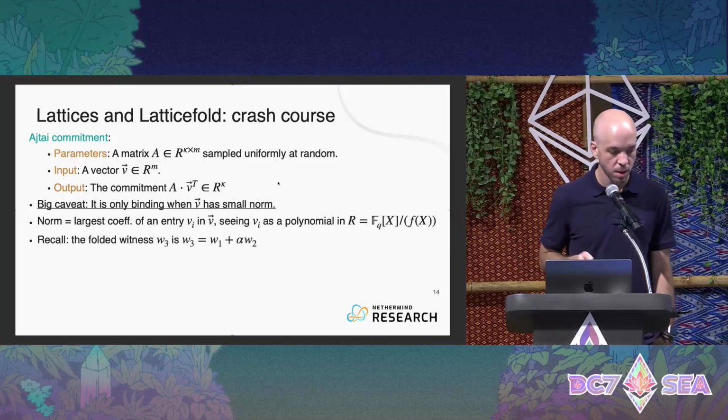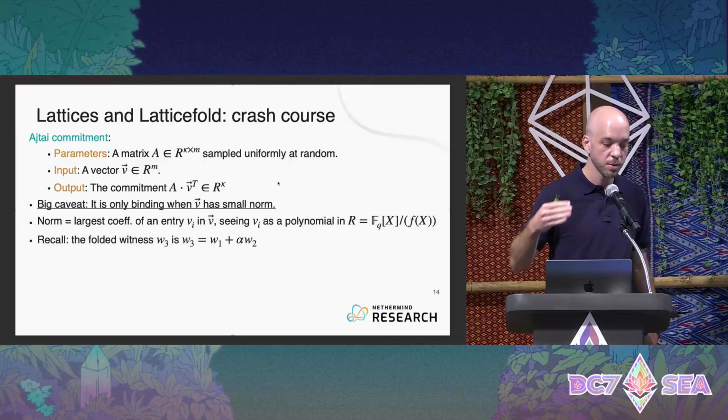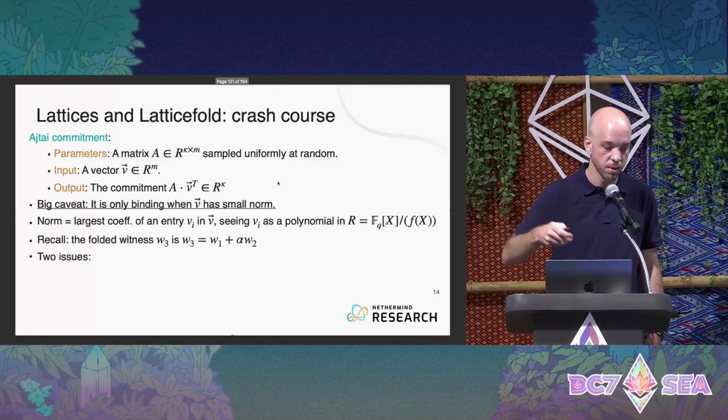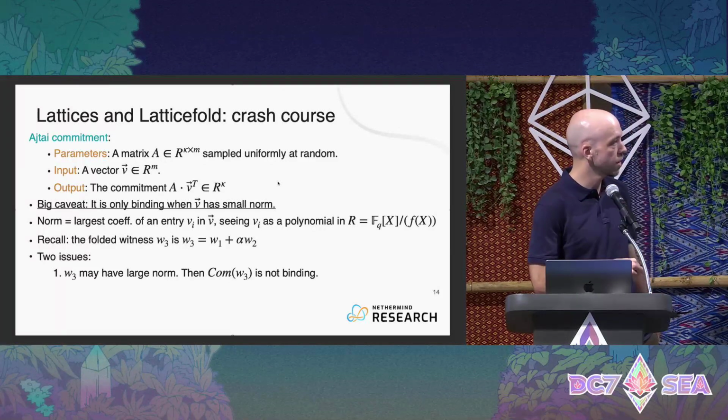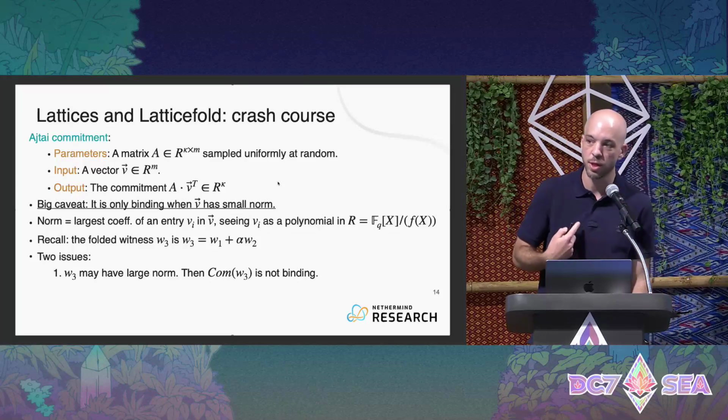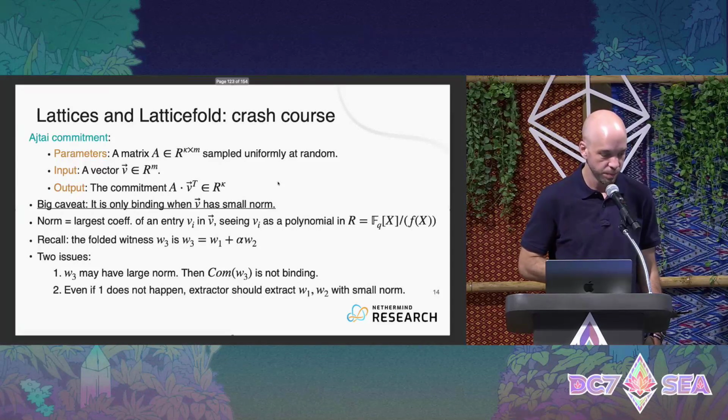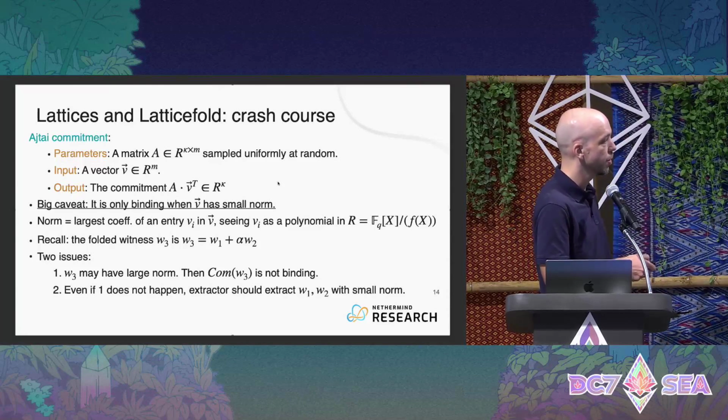And remember that the folded witness in our folding schemes is a linear combination of the two initial witnesses. So there are two issues here because of this caveat. One is that even if W1 and W2 have small norm, because W3 is a random linear combination of W1 and W2, it is possible that W3 has large norm. In general, W3 might have arbitrarily large norm, in which case the commitment to W3 with the ITI commitment would not be binding.